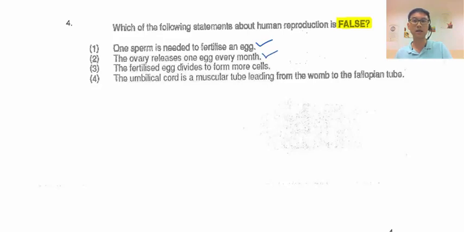A fertilized egg divides to form more cells. This is true as well. The umbilical cord is a muscular tube leading from the womb to the fallopian tube. Obviously, this is wrong because what I've explained in class is that the umbilical cord is from the mother to the baby. Okay, the umbilical cord is where your belly button is now. Alright, so answer is 4.